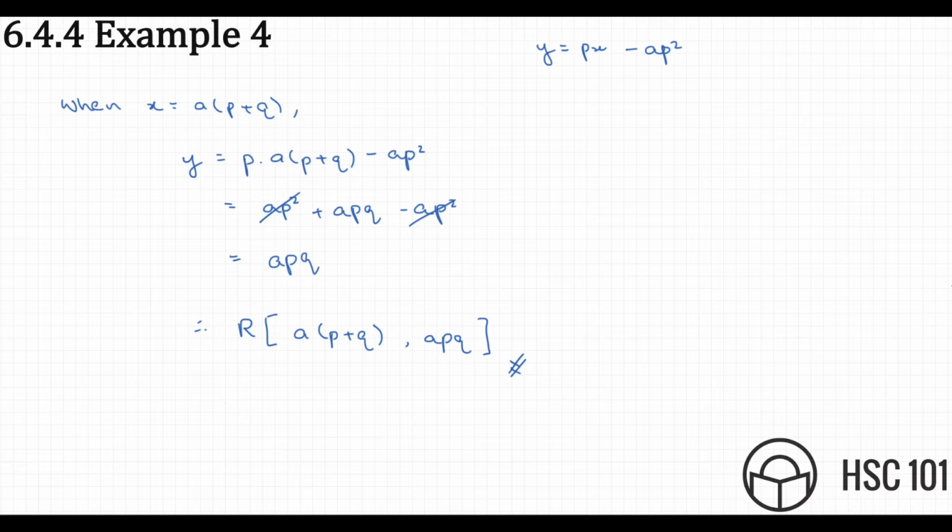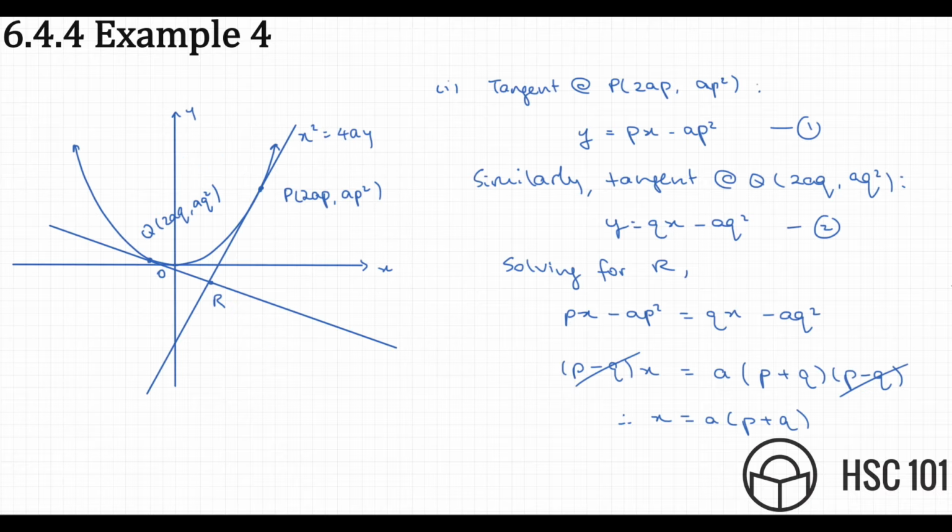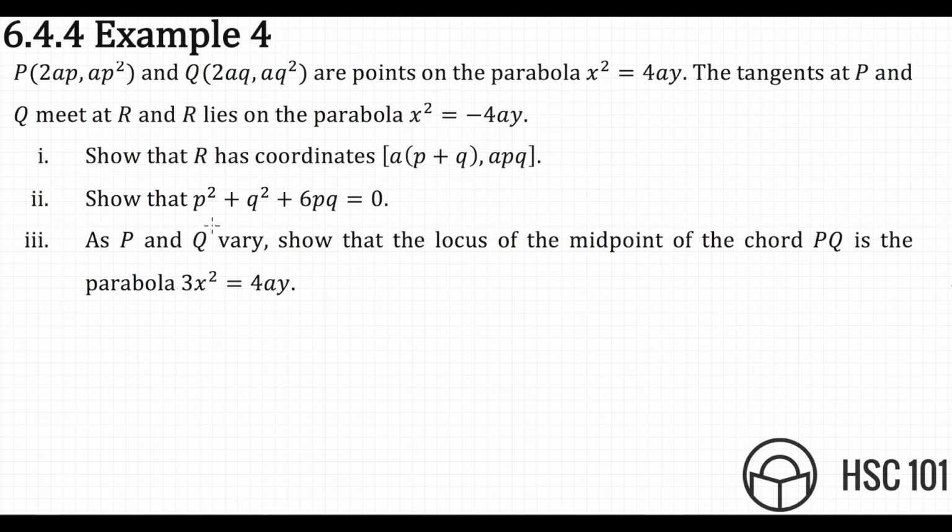Okay, so now that we've got the coordinates of R, that's going to be this point over here. If I come back to the question, part 2 wants us to show that p² + q² + 6pq = 0. Now this condition has to come from somewhere, and the information that leads to this condition has to be given in the question. So if I come back to the question, we've got the two points on the parabola. We've looked at the tangent at P and the tangent at Q, and we have solved for the coordinates of R. So everything up until this point in time has been looked after. However, the second piece of information over here tells us that R lies on the parabola x² = -4ay. So we haven't quite looked at that yet.